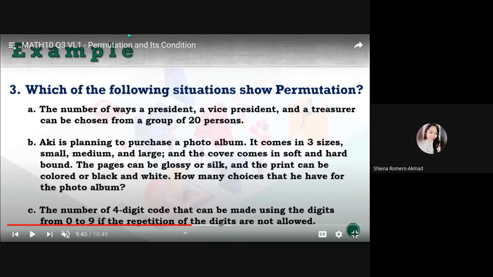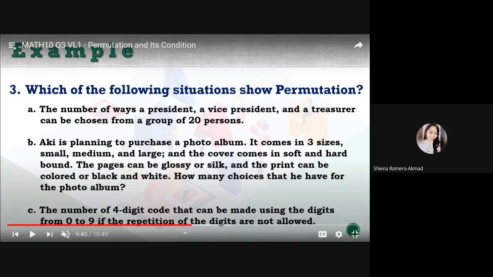Suppose I will choose from you. Suppose there are 20 of you here. I will choose one to be the president, one to be the vice president, and one to be the treasurer. For example, I chose Migueldo as the president, Avendaño as the vice president, and Patricio for treasurer. Is it the same if I chose Patricio as the president, the vice president is Avendaño, and the treasurer is Hermenegildo or Rob? Is it the same? Or different?